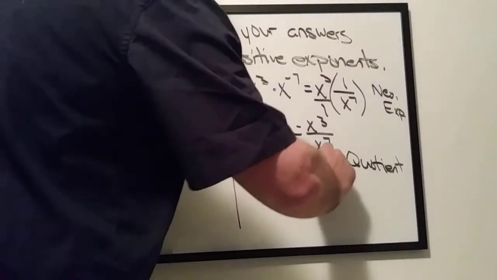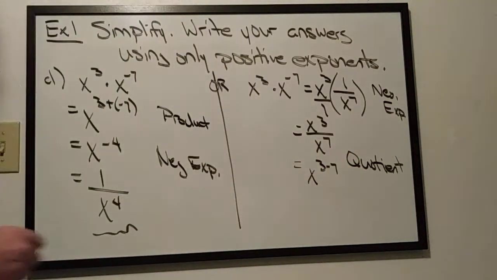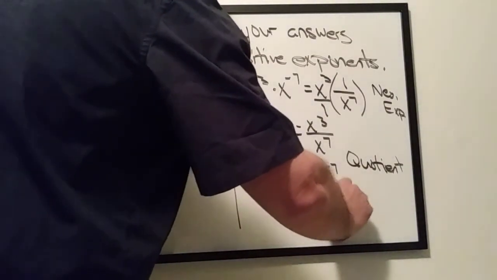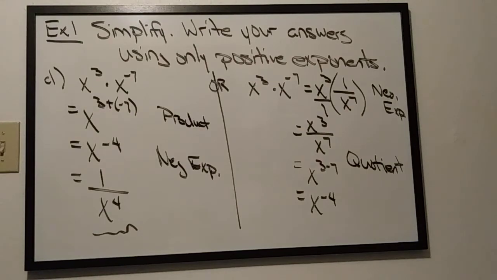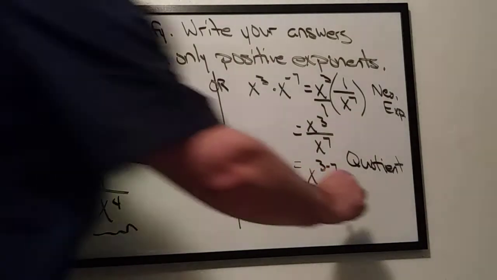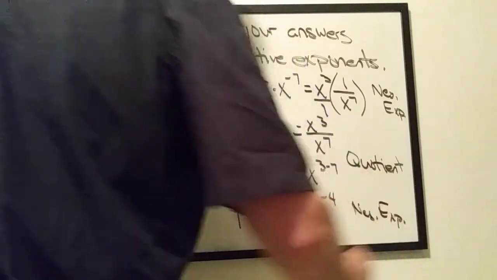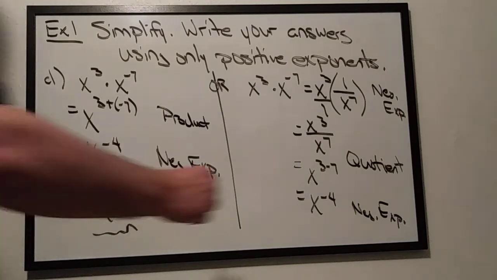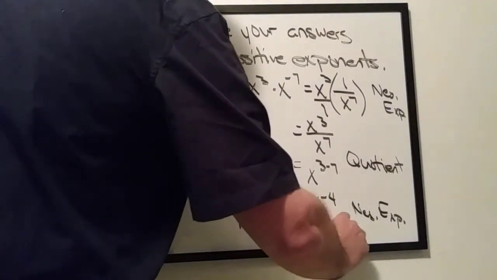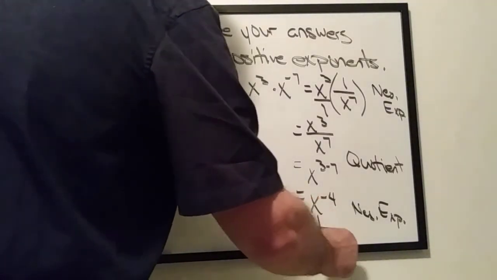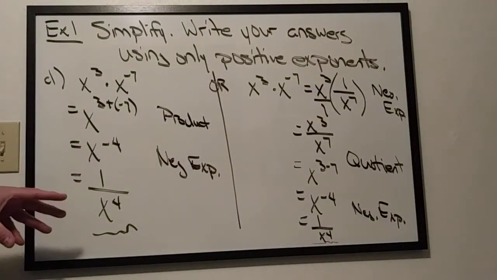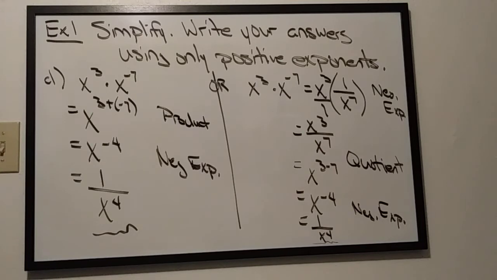So this is going to be x to the 3 minus 7. 3 minus 7 is a negative 4. So this is the same as x to the negative 4. And now that I have that, I can use my negative exponent rule. And x to a negative power in the numerator becomes x to the positive version of that power in the denominator. And if you compare the answer that I have here on the right-hand column, it's exactly the same answer as I have here on the left-hand column.